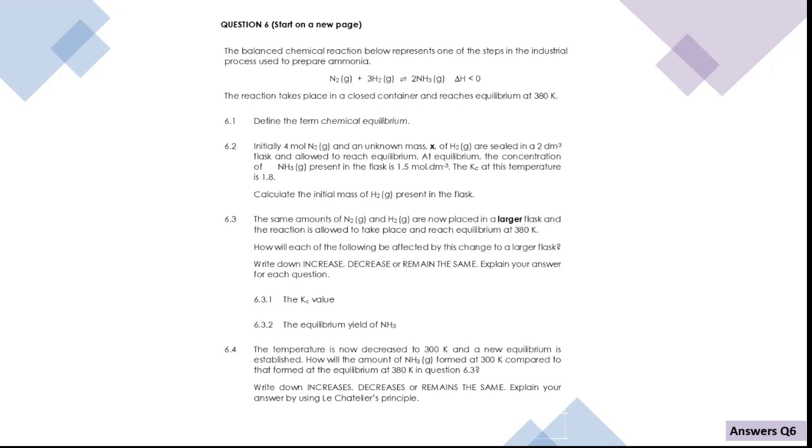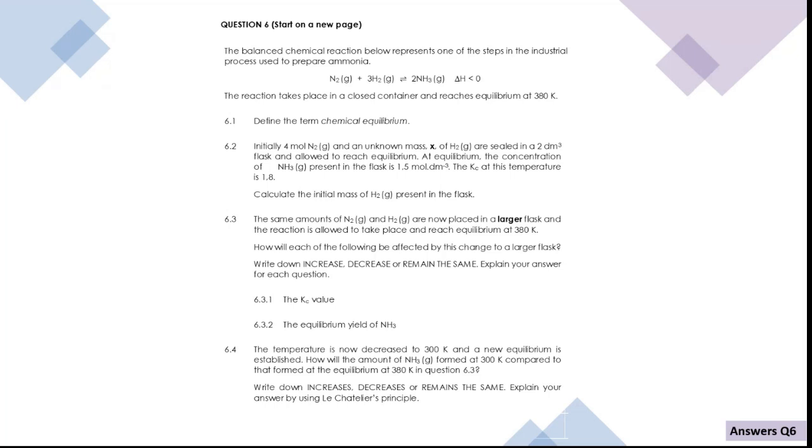What about 6.3.2? The equilibrium yield of the ammonia. Now the ammonia, remember, is the product. So, how will that affect things in a larger container? There will be a decrease. That's the correct answer. Why? Because a larger volume, which results in a lower pressure, will favor the reaction that produces the larger number of moles. And so the reverse reaction is favored. There's the reverse reaction going this way here. The reverse reaction is favored, resulting in a decrease in the ammonia.